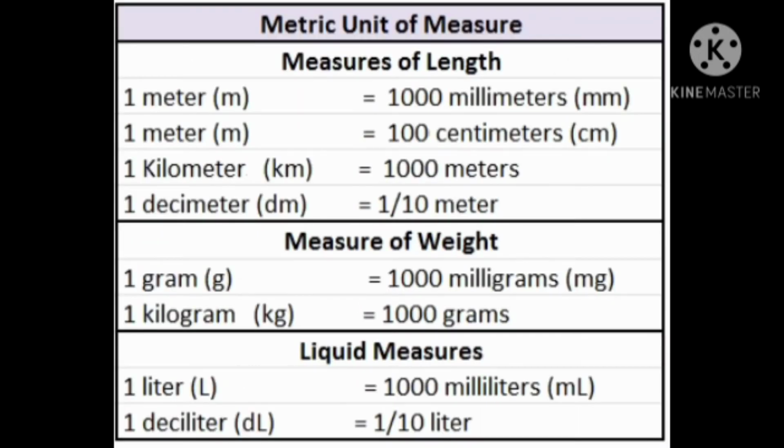This table is very useful for you to remember the metric measures. 1 meter is equal to 1000 millimeter. 1 meter equal to 100 centimeter. 1 kilometer is 1000 meters and 1 decimeter is 1 by 10 meter. In case of weight, 1 gram equal to 1000 milligram. 1 kilogram equal to 1000 gram. In terms of liquid measures, 1 liter equal to 1000 milliliter. 1 deciliter is equal to 1 by 10 liter. Based on this, we'll see word problems.